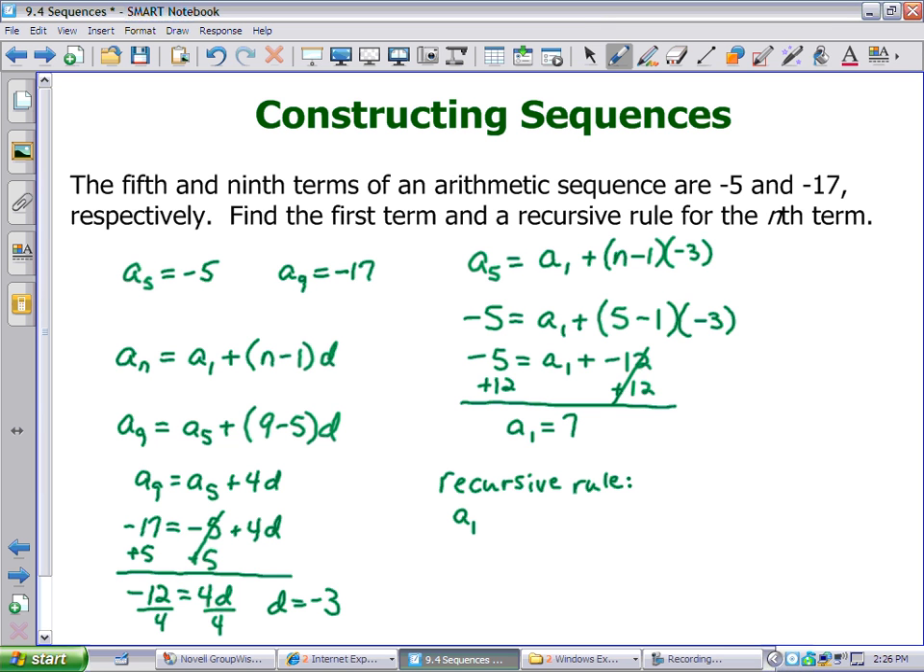you give your first term, which is a sub 1 equals 7, and you give the a sub n rule, which is a sub n equals a sub n minus 1 plus your common difference, and because my common difference is negative, I'm going to write it as -3.